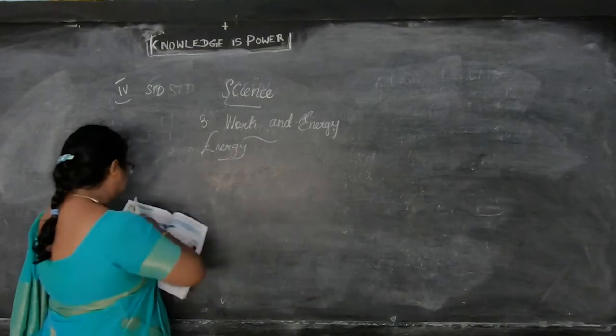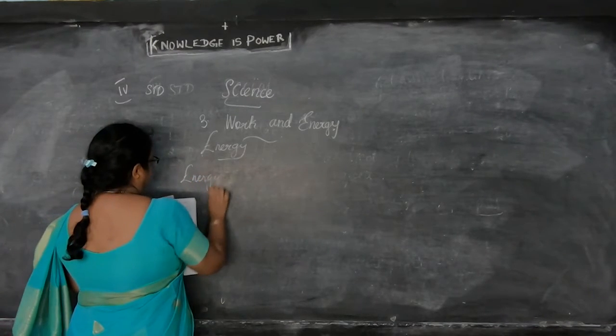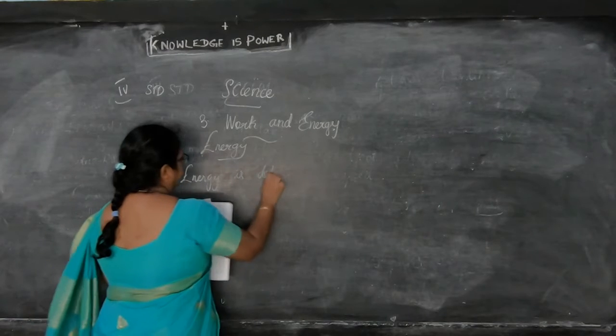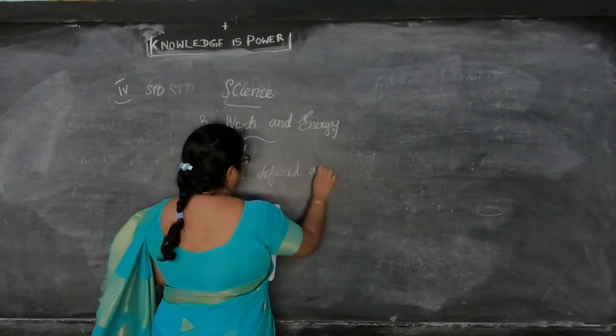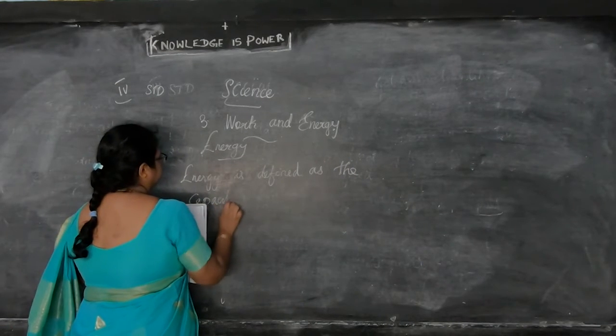Now, we will see what is energy. How is energy defined? Energy is defined as the capacity for doing work.